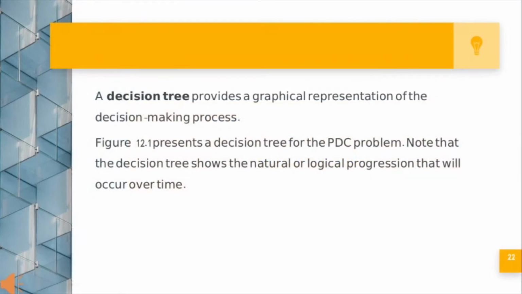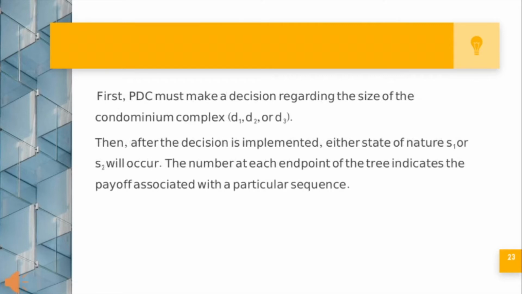A decision tree provides a graphical representation of the decision-making process. Figure 12.1 presents a decision tree for the PDC problem. Note that the decision tree shows the natural or logical progression that will occur over time. First, PDC must make a decision regarding the size of the condominium complex, D sub 1, D sub 2, or D sub 3. Then, after the decision is implemented, either state of nature S sub 1 or S sub 2 will occur. The number at each endpoint of the tree indicates the payoff associated with a particular sequence.